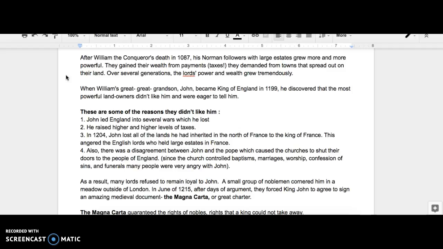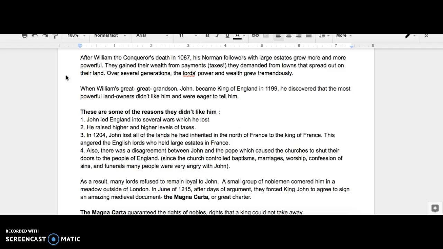When William's great-great-grandson John became King of England in 1199, he discovered that the most powerful landowners didn't like him and were eager to tell him. These are some of the reasons they didn't like him. John led England into several wars which he lost. He raised higher and higher levels of taxes. In 1204, John lost all of the lands he had inherited in the north of France to the King of France. This angered the English lords who held large estates in France.